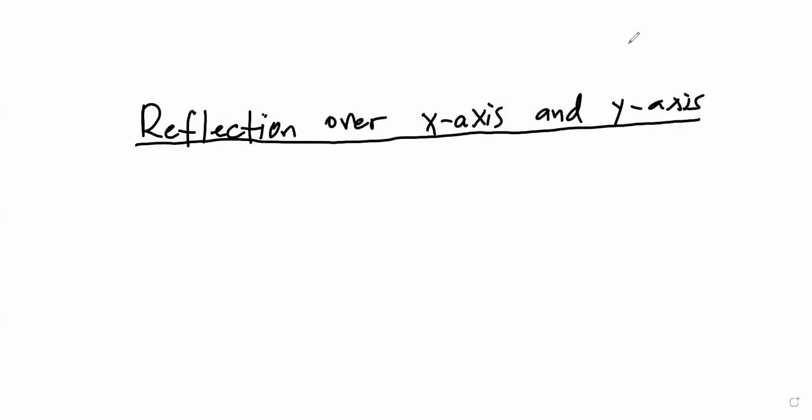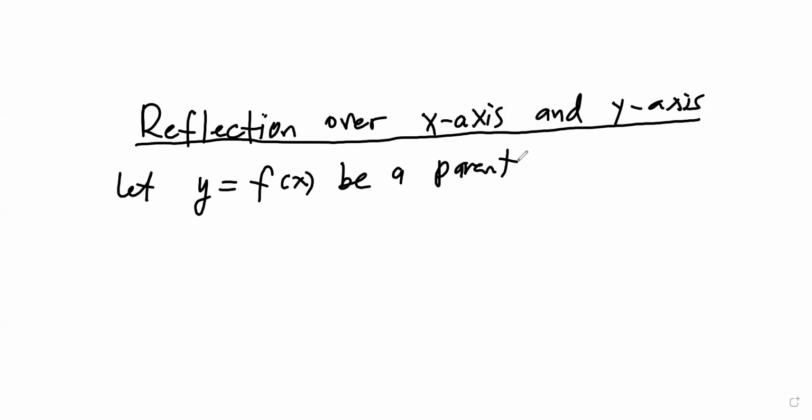In this video, I'm going to talk about reflection over the x-axis and the y-axis. So we're going to start with the parent function. Let y equal x be a parent function. Then our first type is going to be this: y equals c times x. You see, the y values are multiplied by c.